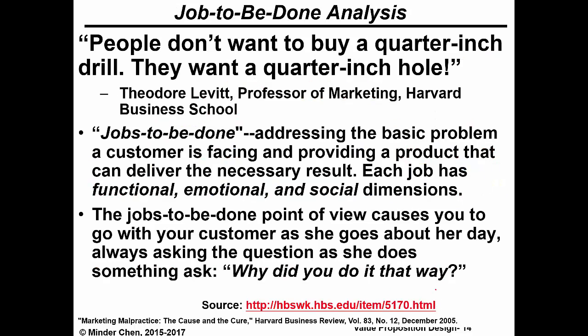Okay. So once again, it's Theodore Levitt, a famous professor of marketing at Harvard Business School, saying people don't want to buy a 1/4-inch drill, they want a 1/4-inch hole. So you really try to understand the basic problem that the customer is trying to solve, which is the job they are trying to get done, and then why. That's why they're buying your product or acquiring your service. And each job has functional, emotional, and social dimensions, which we need to pay attention to.